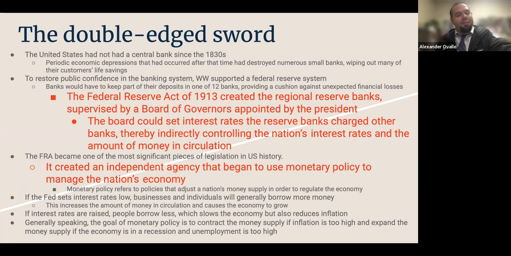So, if the Federal Reserve sets interest rates low, businesses and individuals will generally borrow more money. If interest rates are low, I'll take that mortgage for $500,000 on my expensive house, right? By doing this, it increases the amount of money in circulation and causes the economy to grow. If interest rates are raised, people borrow less, kind of like in today's housing market, which actually slows the economy down, but at the same time, it reduces inflation. Generally speaking, the goal of monetary policy is to contract the money supply if inflation is too high and expand the money supply if the economy is in a recession and unemployment is too high. So really, who could get us all out of this is the Federal Reserve.